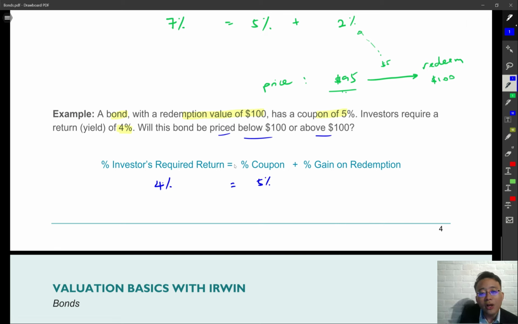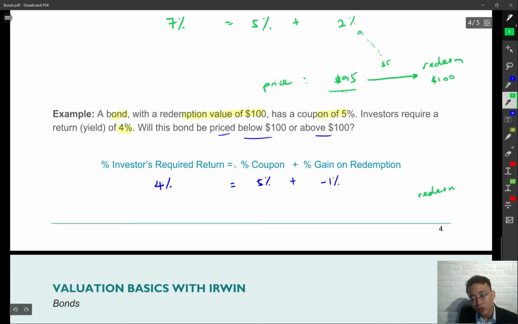My coupon more than covers my return, right? So, interestingly, I can actually lose. Instead of a percentage gain, right, I could actually lose on redemption. Now, what do I mean by that? I'll just put a plus sign here. Okay, we will put a negative 1%. Now, this means I will redeem the bond again at 100, but I can lose 1%.